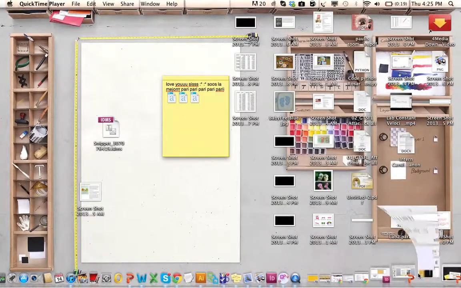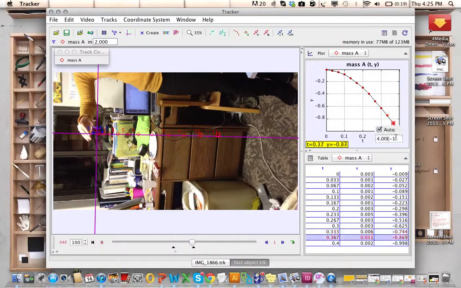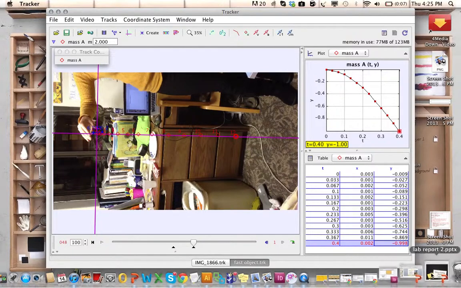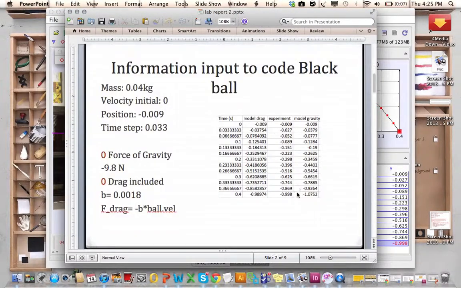A fast-moving object, which is here in my video, it's in the tracker already, it's a black ball. And this is its motion tracked in this graph. After we set the coordinate plane and the diameter and tracked the ball, we put all the information into Excel, and we got this information, the experiment information.